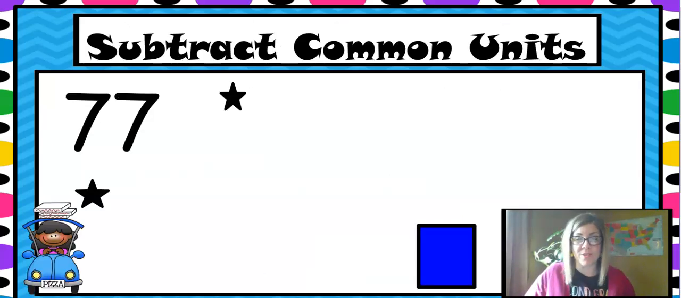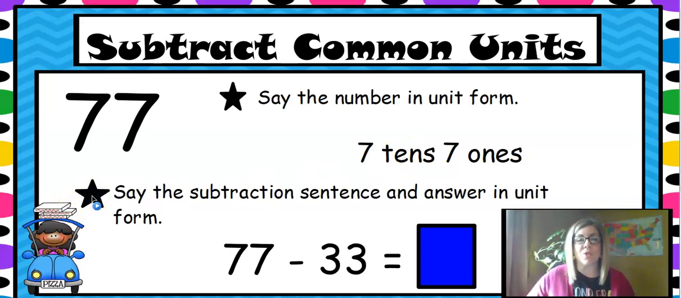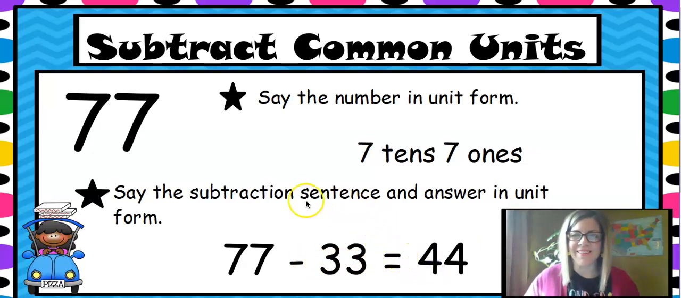So let's do some fluency first. We're going to subtract common units. We're going to start with the number 77. Can you say that number in unit form? 7 tens, 7 ones. Great job. Unit form always has the digit and the word behind it. Say the subtraction sentence and answer in unit form. Ready? 77 minus 33 equals, that's right, 44. You're great at this.